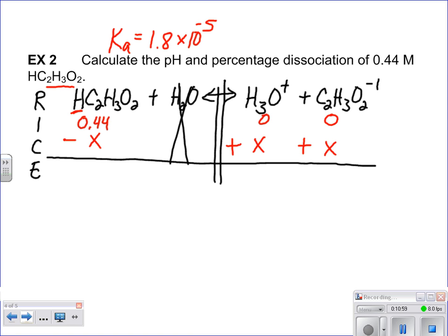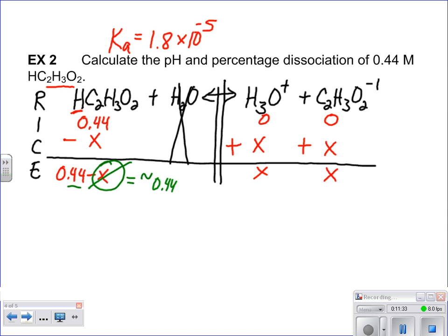So we went through that practice of seeing what it looked like when you did the math last time. Well, here we've got 0.44 minus x, and on this side we have x's. So instead of making it really complicated math, what we can end up seeing is that this number is going to be negligible. It's going to be so small, it's not really going to change the value of that 0.44. So this is pretty much equal to 0.44. It does not change.